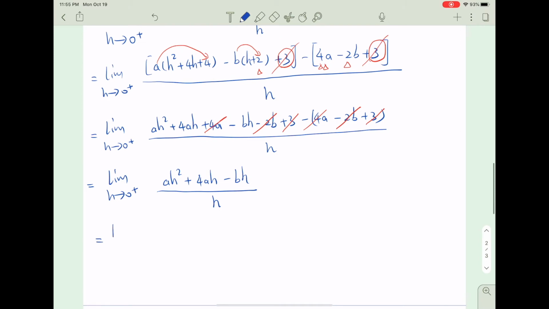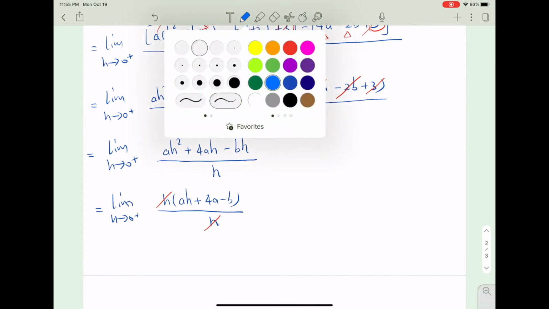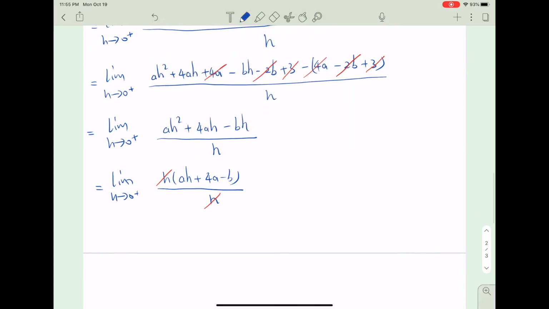And we can actually factor out h from the top. So we have ah plus 4a minus b altogether over h. And we can cross this out so that we don't have zero factors anymore. Then we can just plug in h equal to 0. So we have 4a minus b. Right, so that is our right limit.